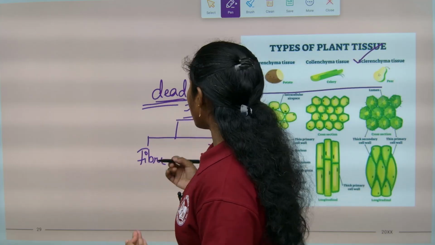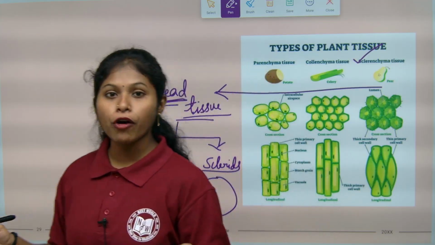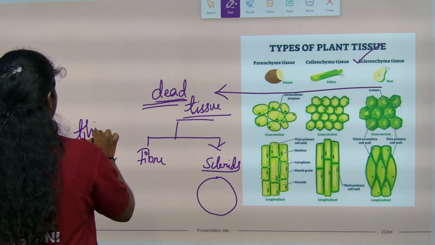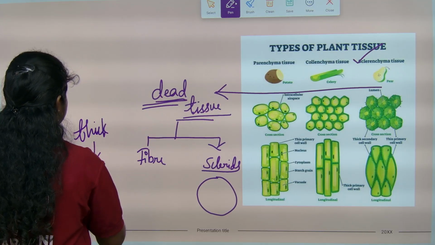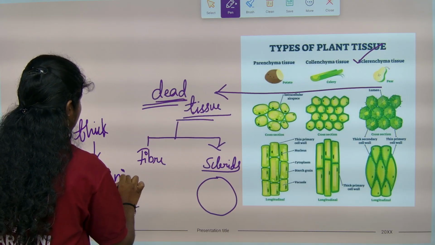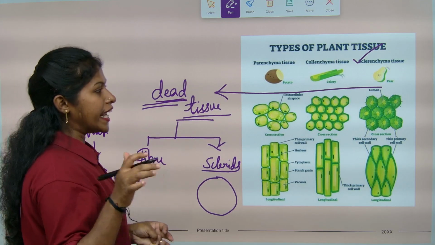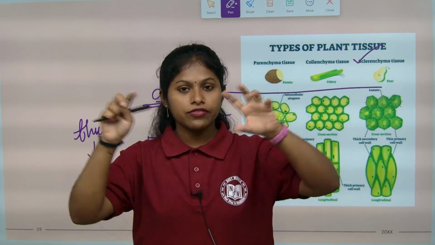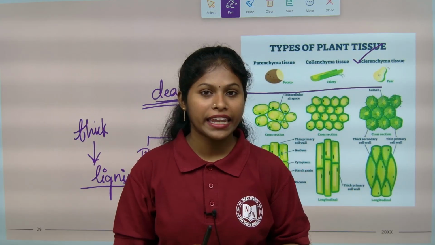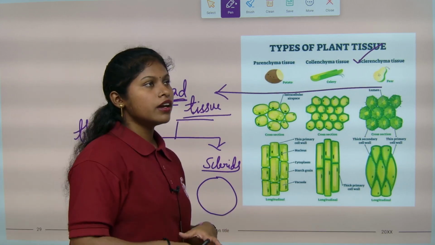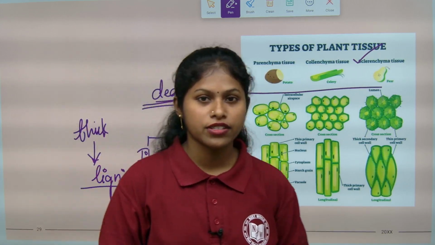Do they have a cell wall? Of course they have a cell wall. It is made up of lignin. The cell wall is very thick and made up of lignin, children. So the deposition of more lignin gives the mechanical strength, right? By that it withstands many climatic conditions and all that.